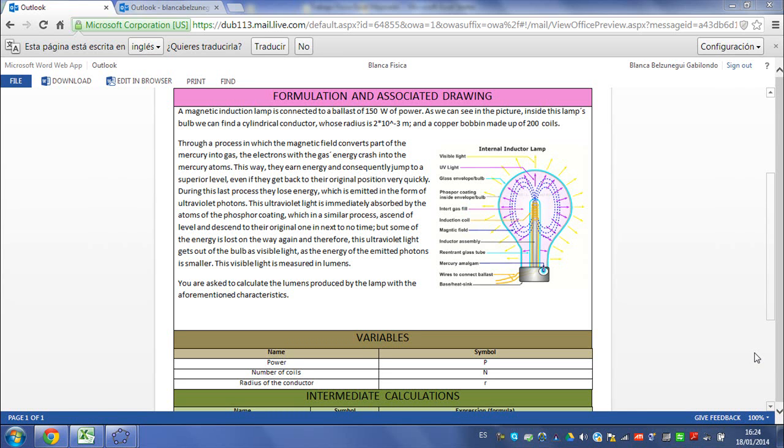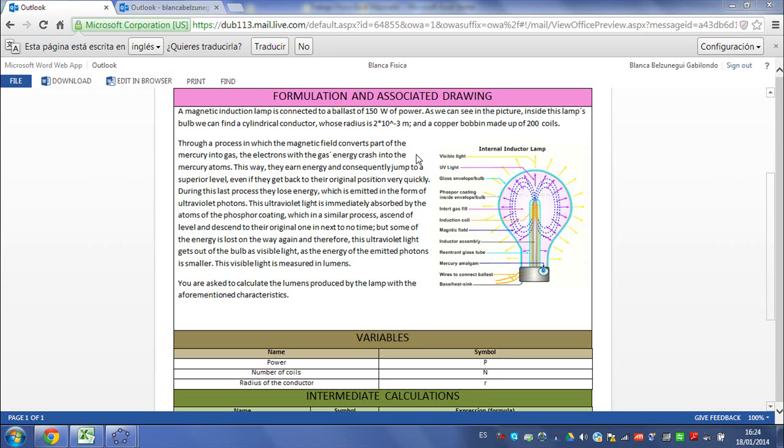This is its formulation. A magnetic induction lamp is connected to a ballast of 150 watts of power. As we can see in the picture, inside this lamp's bulb we can find a cylindrical conductor whose radius is 0.02 meters, which is this gray thing here, and a copper bobbin made up of 200 coils, which is this orange thing here.